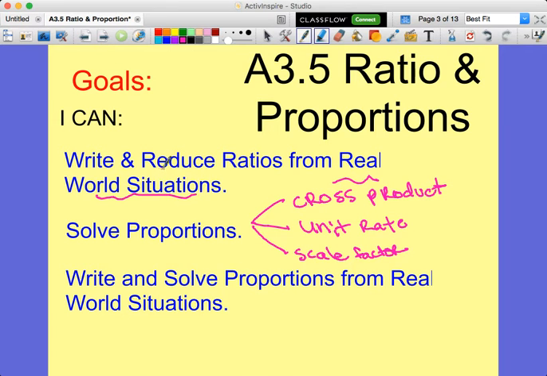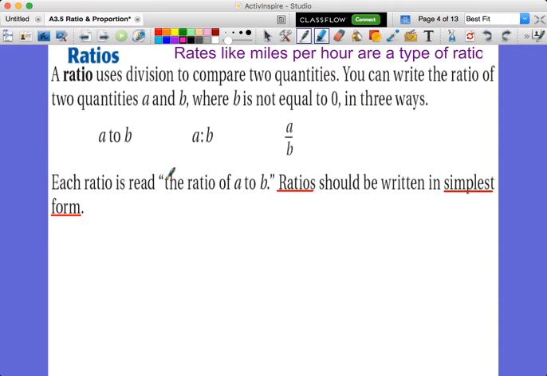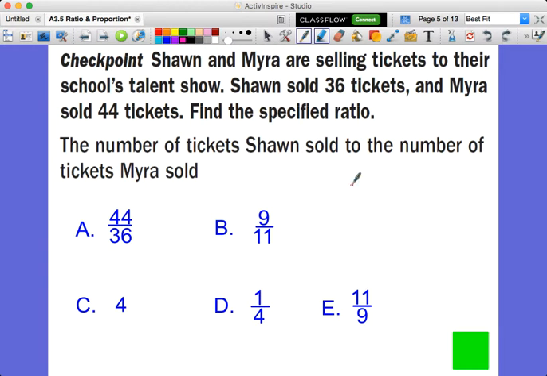Pause the video now to make sure everybody wrote these 2 I can statements down. This is just a combination of that. So a ratio is just A to B, A colon B, but they all come into the fraction A over B. The first one goes on top. The second one goes on bottom. We need to reduce these into simplest form.